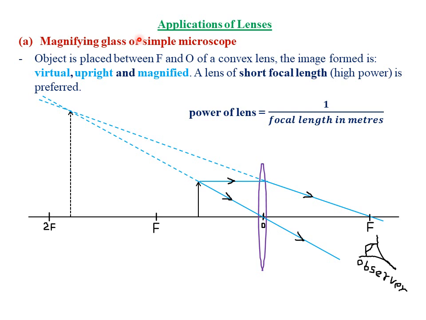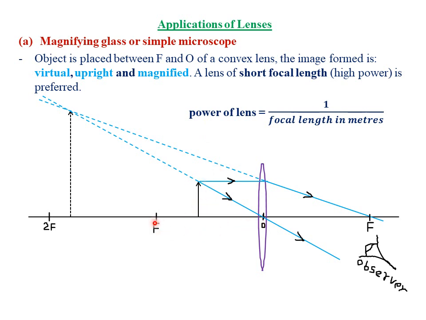In this particular application, we use lenses that have a very short focal length. The reason is so that they produce a high power. Remember, when the power is high, it simply means that the image formed will be highly magnified. The power of the lens is given by the reciprocal of the focal length. Therefore, the shorter or smaller the focal length, the higher the magnifying power of that particular lens, and vice versa.